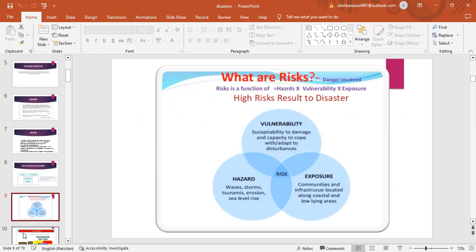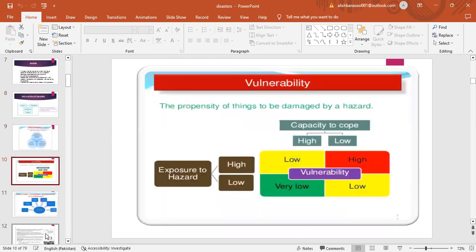As you can see from the diagram, risk is common to vulnerability, hazard, and exposure. Vulnerability, the propensity of things to be damaged by a hazard. Exposure to a hazard, high or low; capacity to cope, high or low.